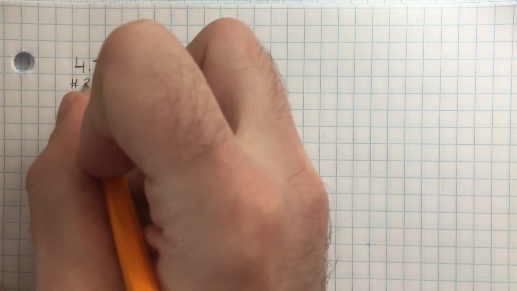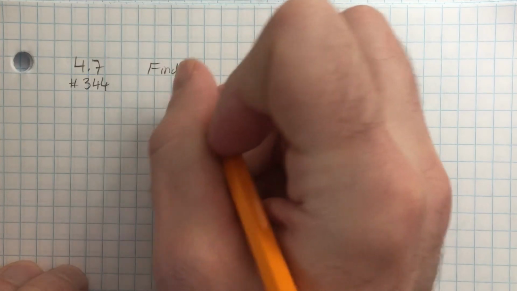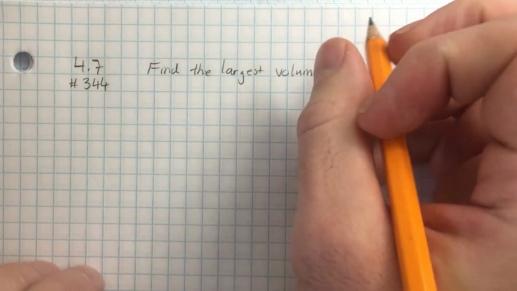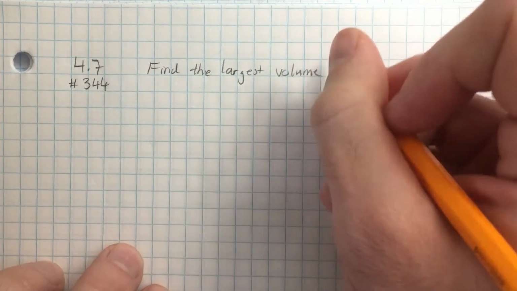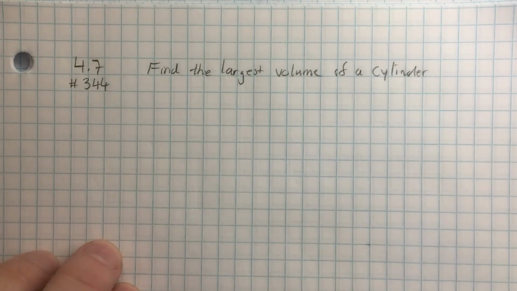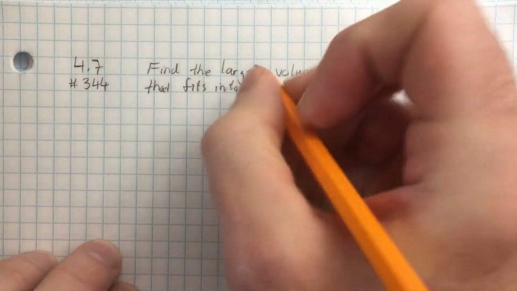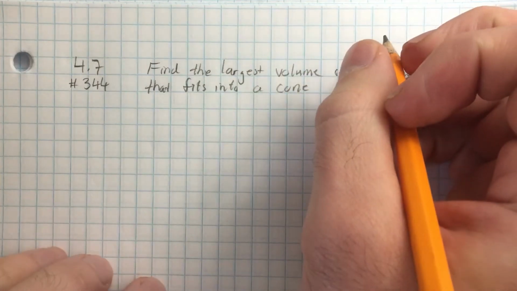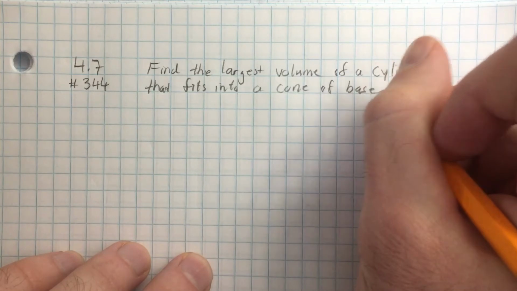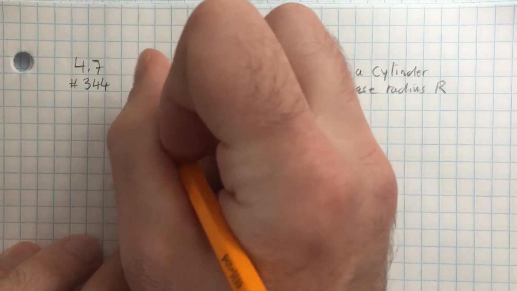4.7, number 344. Find the largest volume of a cylinder that fits into a cone of base radius r and height h. All right, so this is the most abstract form we have exhibited so far.